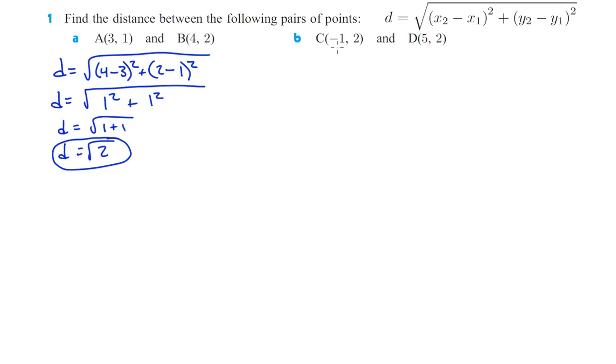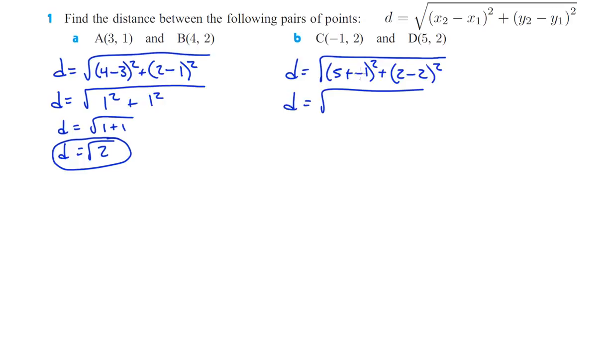All right? B, we've got the same thing, distance equals square root of 5 minus negative 1, because it's negative 1, squared, plus the y's, 2 minus 2 squared. So distance equals 5 minus negative 1, those turn into positive, so that's 5 plus 1, so that's 6 squared. And then 2 minus 2 is 0 squared. So the distance on this is simply 6 squared. And if you square root a square, you just get that base number. So the distance in this case will just be 6.